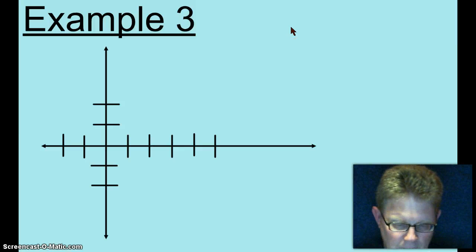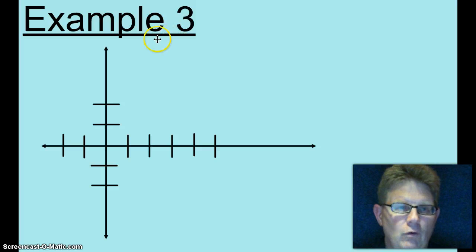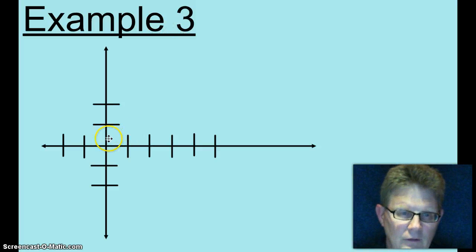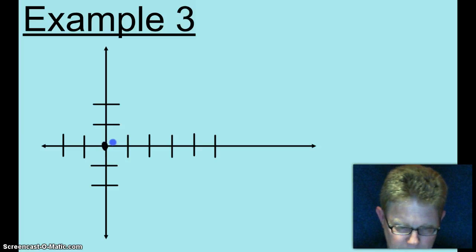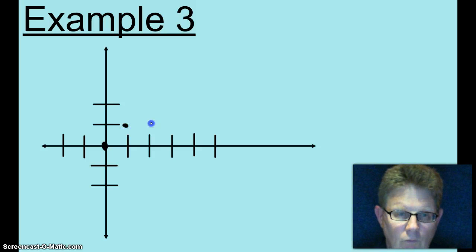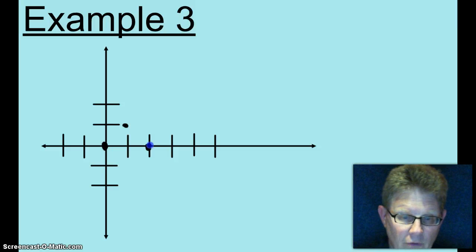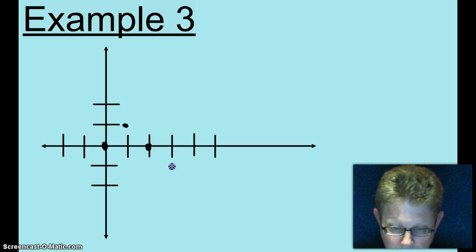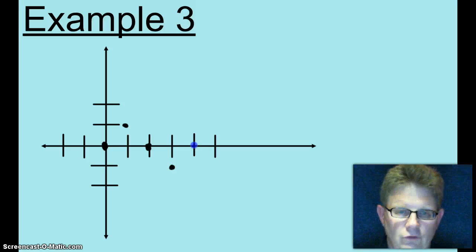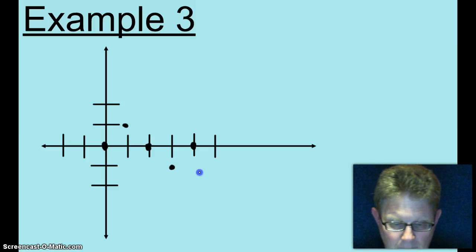Okay, let's look at example number 3 for a minute here. First of all, looking at that table, there are 5 points that we can plot. 0, 0 is a point we can plot. 1, 1 is another point we can plot. 2, 0, that's a point we can plot. 3, negative 1, and 4, 0. Those are the 5 points that we can plot according to the table.